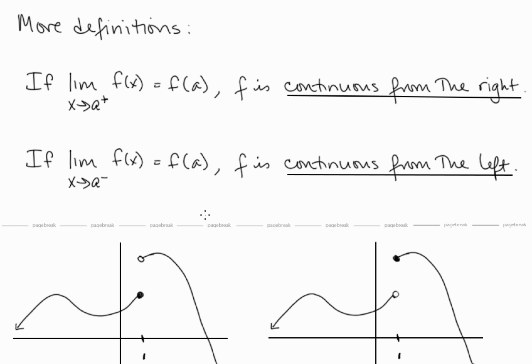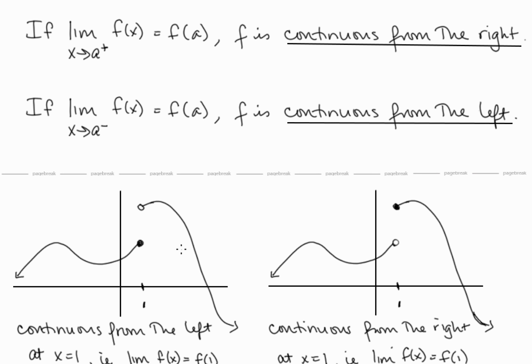Let's take a look at some more definitions. If the limit as x goes to a from the right of f of x is equal to f of a, then f is said to be continuous from the right. If the limit as x goes to a from the left of f of x is equal to f of a, then f is continuous from the left.